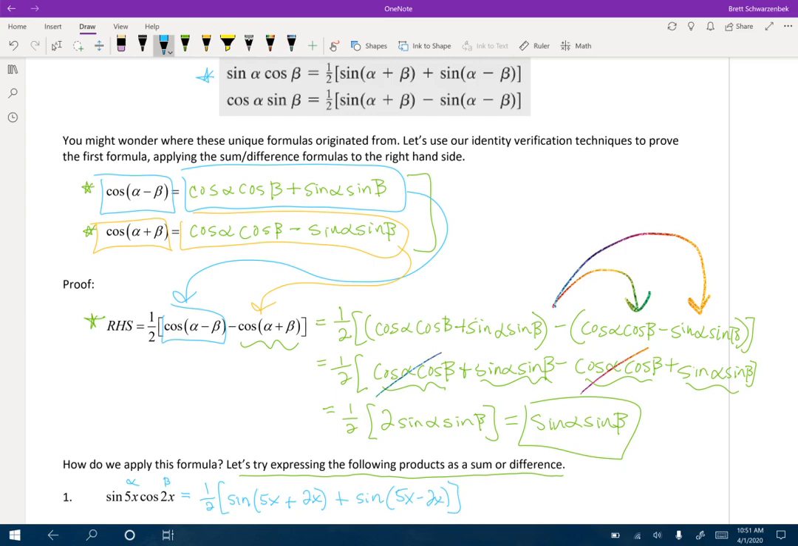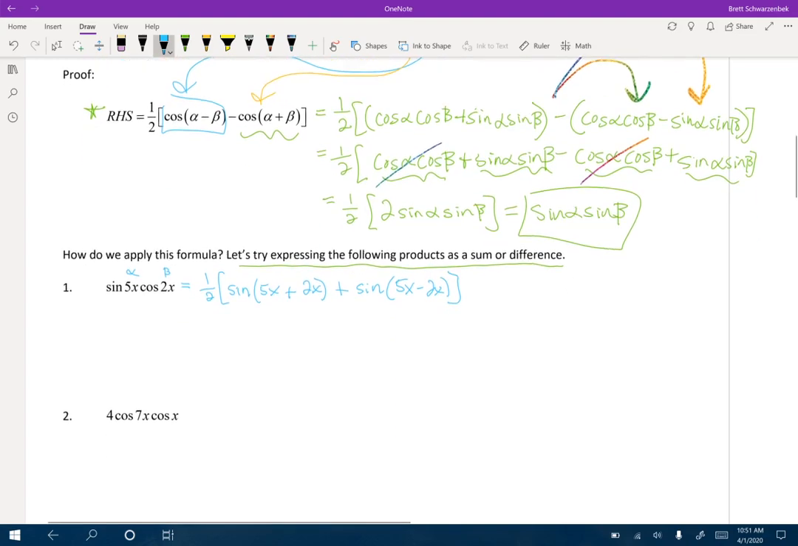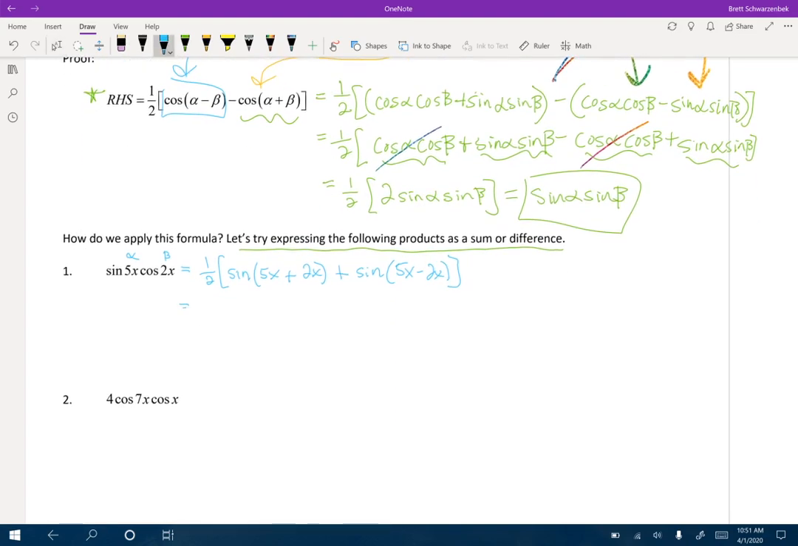Okay, so all we're doing basically is taking this formula and just putting our alphas and betas where they belong. So if we have this, we clearly can collect like terms. So we're going to get half sine of 7x and then sine of 3x as our expression. I'm fine with you leaving this as the answer.